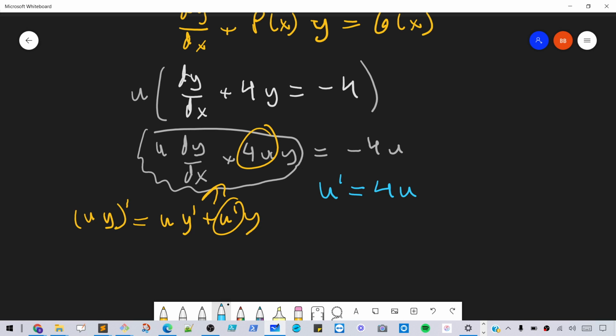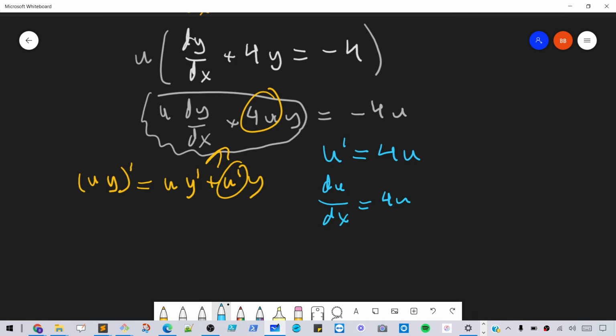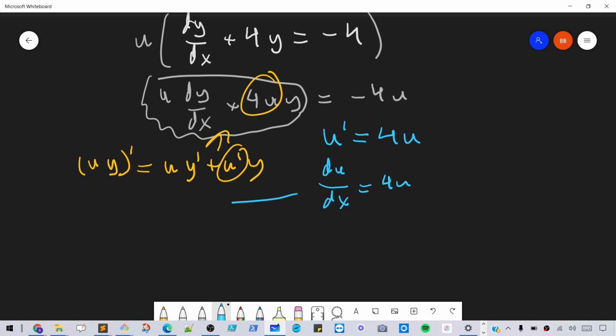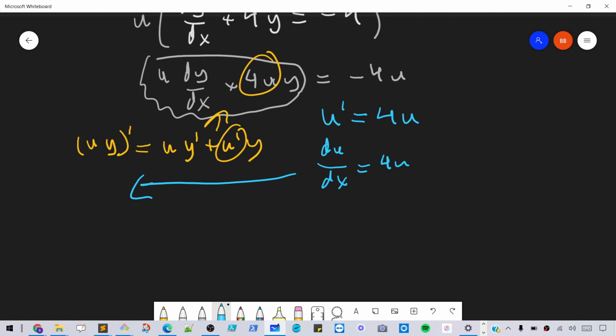So I'm just going to write this out so we can do this as if it's a little separable differential equation within our larger differential equation. And we'll just divide by u and multiply through by dx so that we get this into a little different form. We're going to end up with du over u, dividing by u, and then on the other side, we're going to have 4 dx. Integrate both sides. We'll have ln of u equals 4x, and therefore u equals e to the 4x.